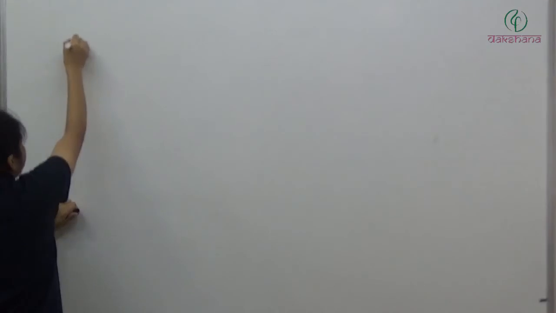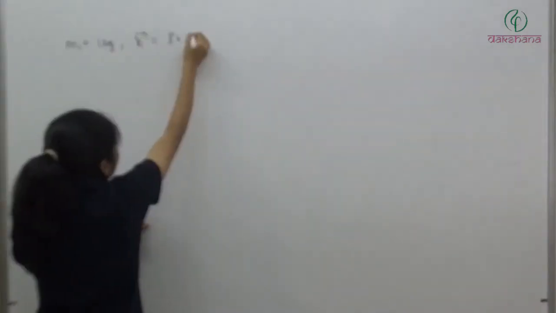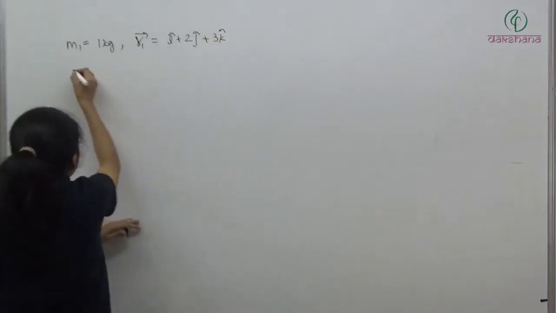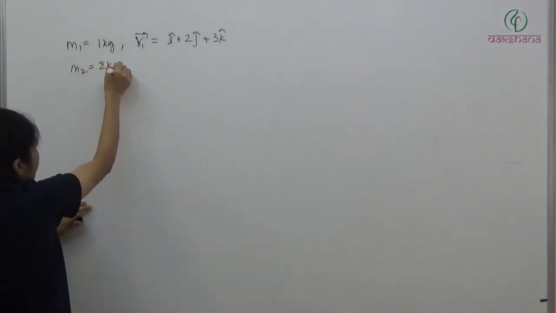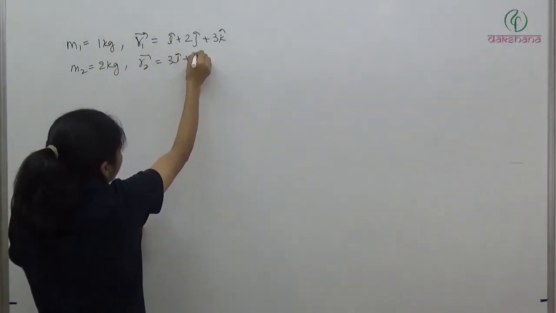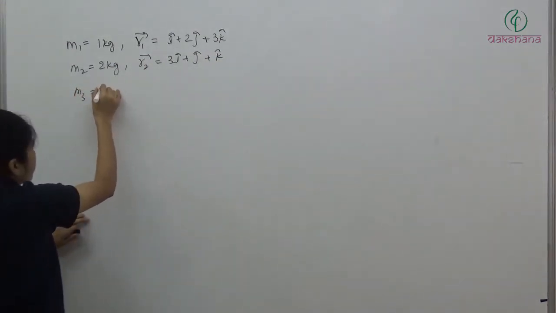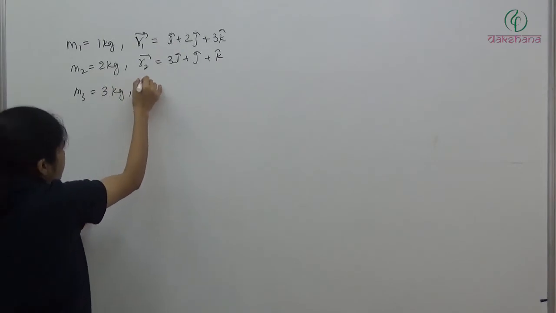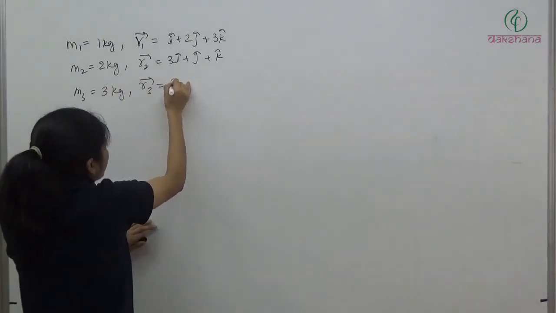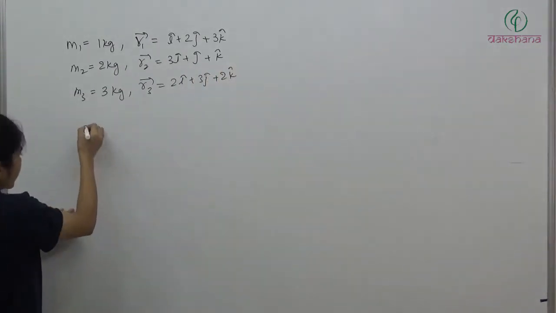So if we have m1 equal to, let's say, 1 kg, and its location r1 is equal to i cap plus 2j cap plus 3k cap, m2 is equal to 2 kg, r2 is equal to 3i cap plus j cap plus k cap, m3 is equal to 3 kg, r3 is equal to 2i cap plus 3j cap plus 2k cap. Then find the location of center of mass.